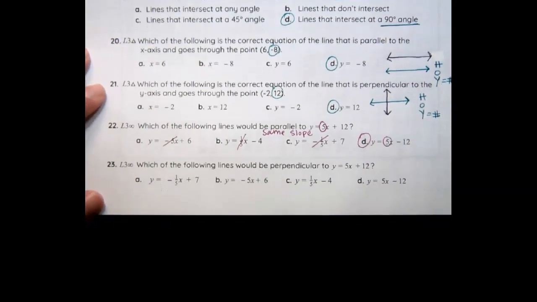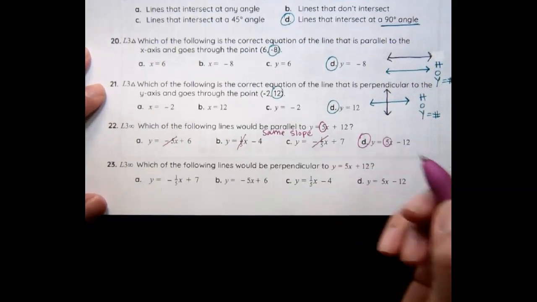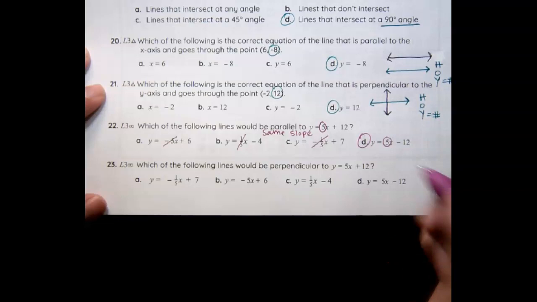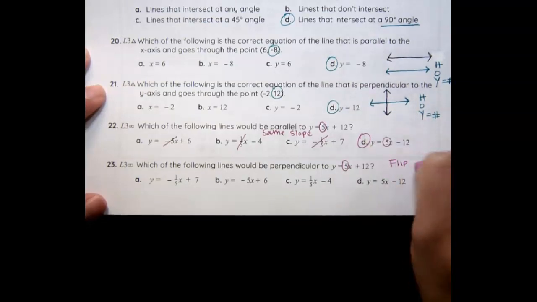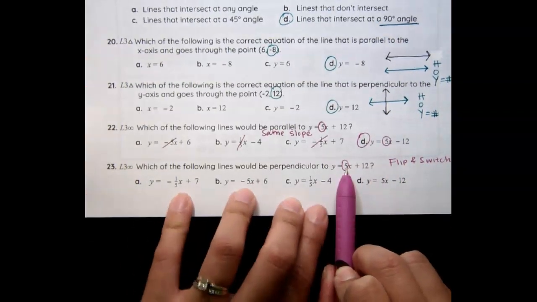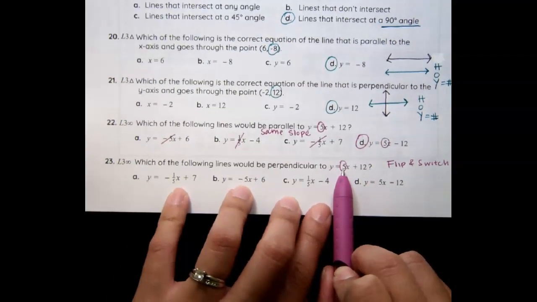Perpendicular lines. I tell my kids flip it and switch it. Perpendicular lines have opposite slopes. Well, the slope is still 5. I say flip and switch. I need to flip the fraction. Well, Miss Flores, 5 isn't in a fraction. I know, so how do we turn it into a fraction?